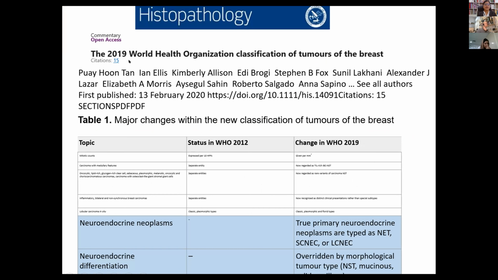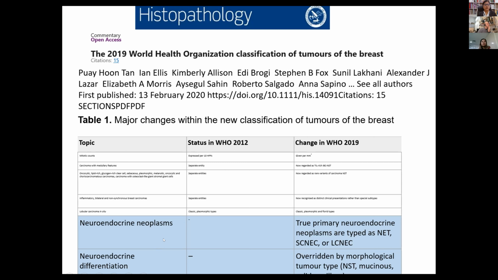This is the 2019 WHO classification of breast tumors. This is a report published in the Histopathology journal, and it shows the major changes within the new classification of breast tumors. So I want to discuss only the changes related to the neuroendocrine tumors.